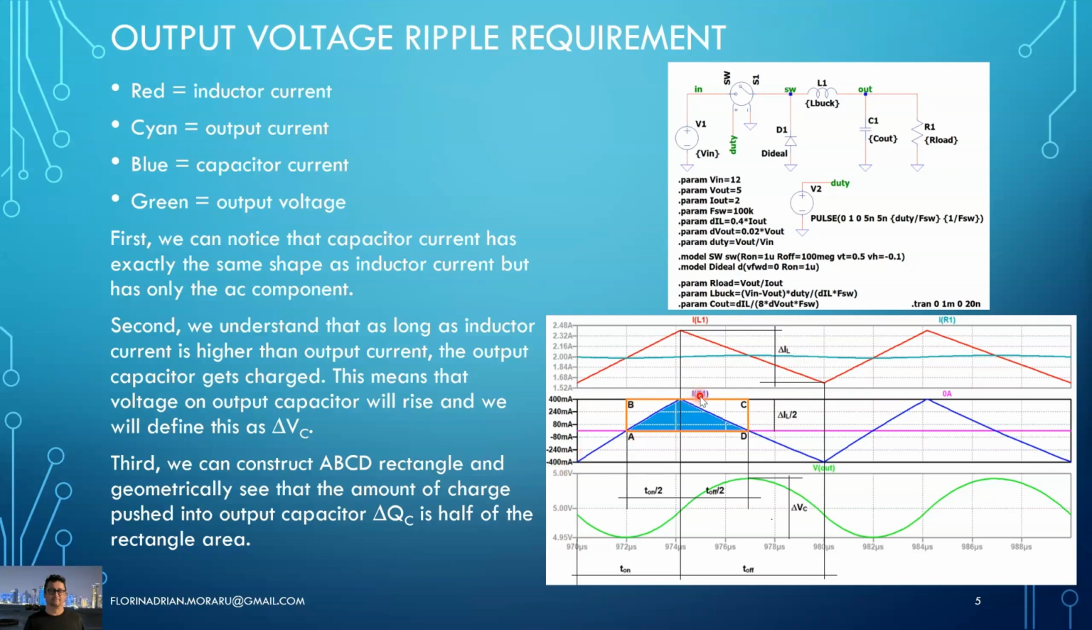Then I plotted the current through the capacitor. What we can immediately observe is that the current through the capacitor has exactly the same shape as the current through the inductor, but without any DC bias component. So the current in the inductor has a DC bias, which is actually the load current. Okay, now we need to understand that.